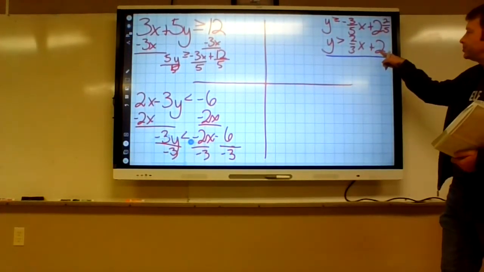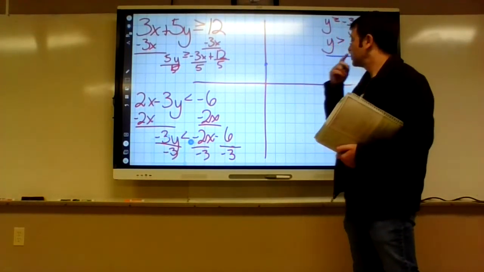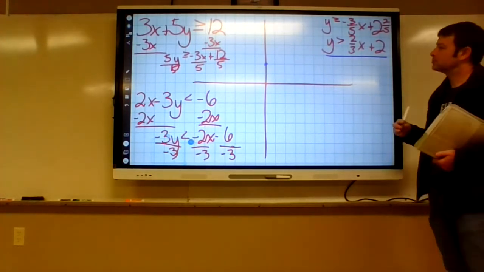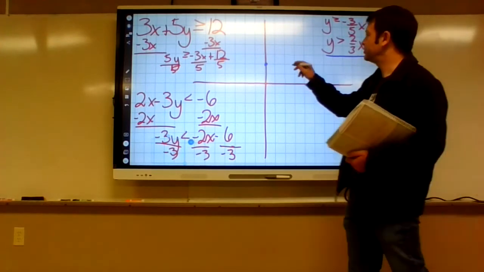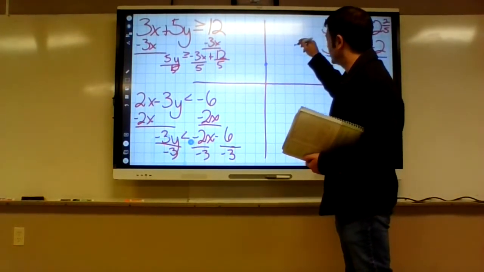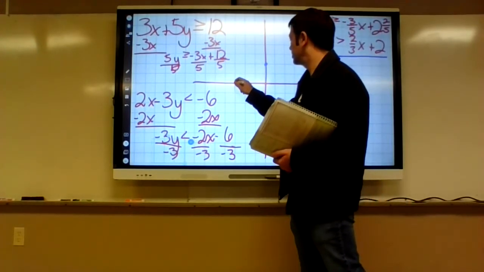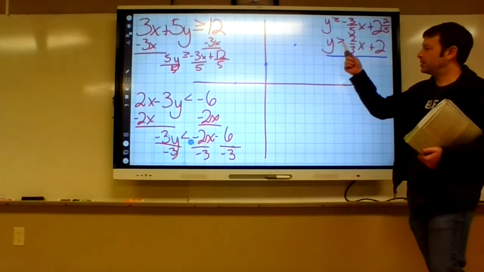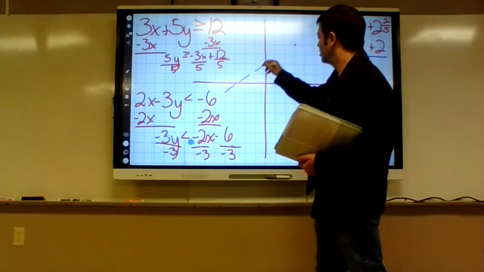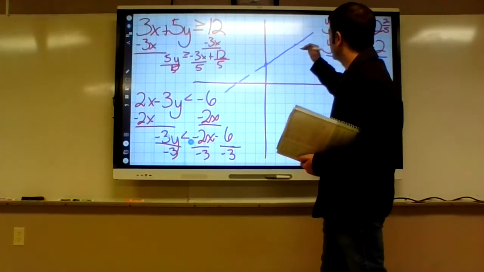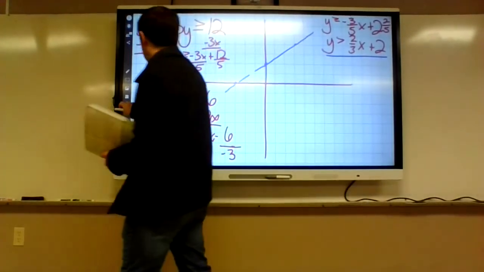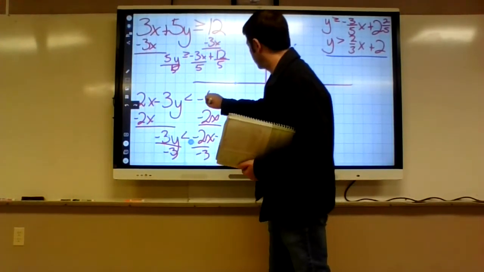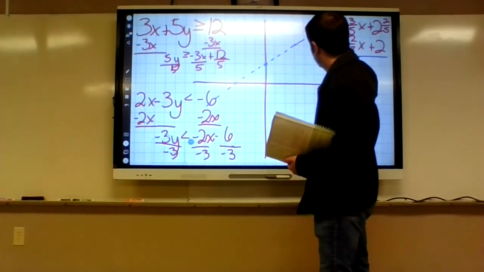I'm going to go up 2, and then, where am I going to go from there? Up 2 and right 3. Or if you go backwards, down 2 and left 3. And is that line solid or dashed? Dashed, because it's greater than, not equal to. No, that does not work. I have to learn to do a dashed line. Gotta pick up your pen more.